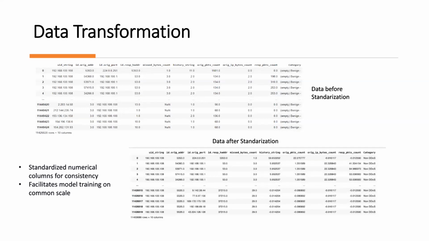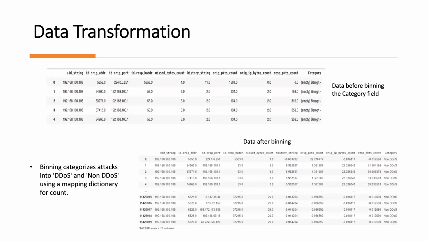Once we handle all the null values and perform the label encoding, we go on to perform data standardization, standardizing numerical columns for consistency. This facilitates model training on a common scale. Here we can see the first figure is before standardization, and the second figure is after data standardization.